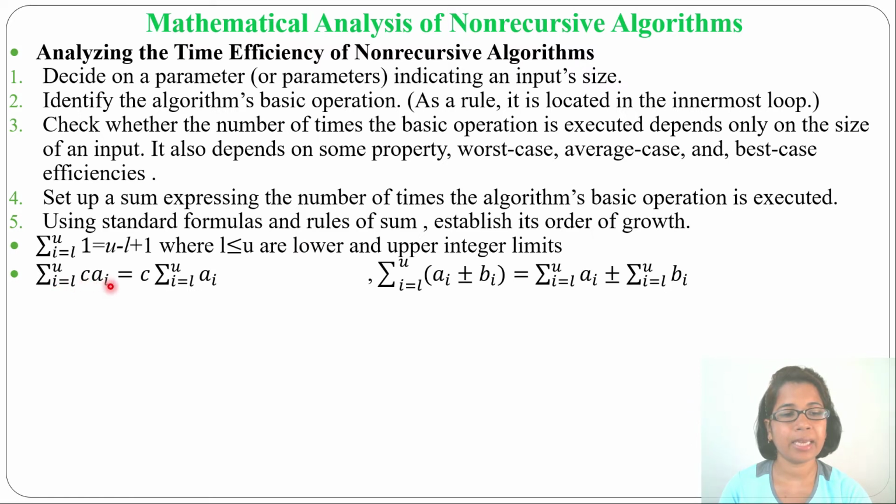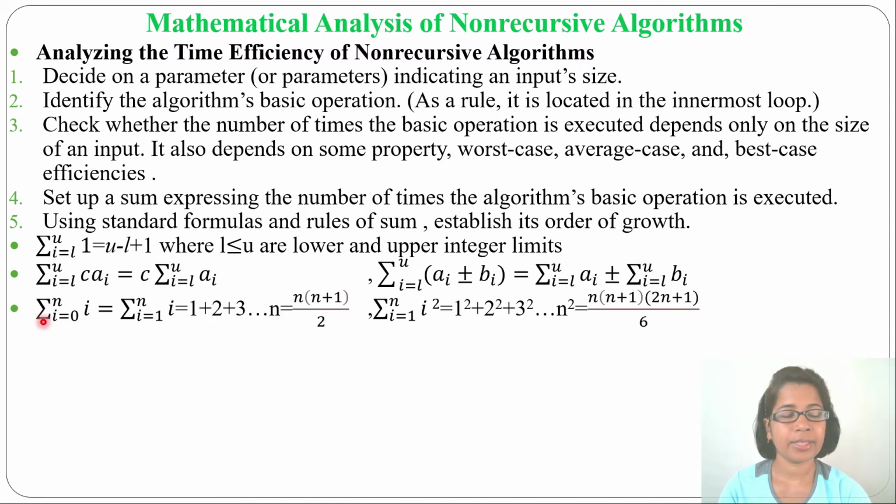Sum of C times a_i, where i ranges between the lower limit and upper limit. This C is a constant, so we can take C to the left side. We can write C here, then the sum of a_i for i ranging from L to U. If it is the sum of a_i plus or minus b_i, i ranging from L to U, we can divide it. We can write one sum for a_i and one sum for b_i, like this: sum of a_i for i from lower limit to upper limit plus or minus sum of b_i for i from lower limit to upper limit.